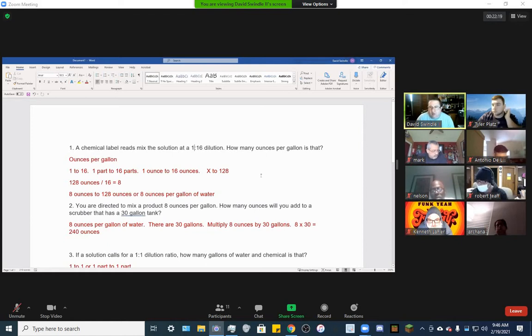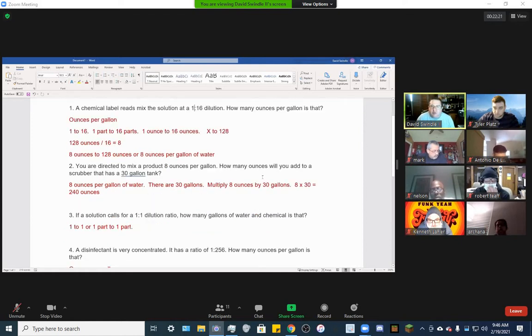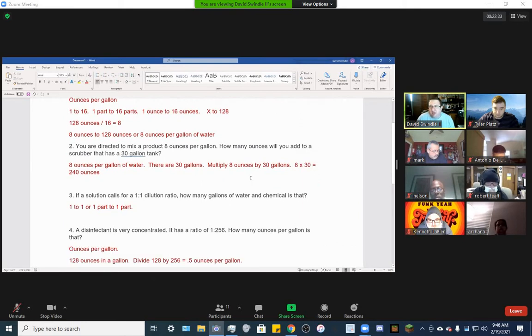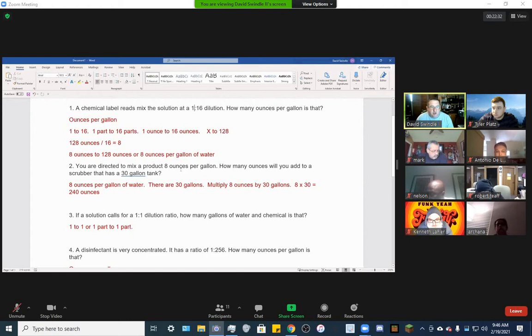Okay. So let's look at number 2, because this is where multiplication comes in. Now you're directed to mix a product 8 ounces per gallon of water. So they've given us more detail than the dilution ratio, right? We know the dilution ratio is 1-to-16 because we know 8 ounces to a gallon of water is a 1-to-16. We just solved for that in number 1. But now we're taking it a step further. How many ounces are we going to add to a tank that has 30 gallons?